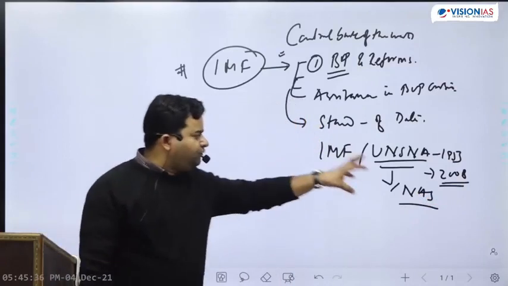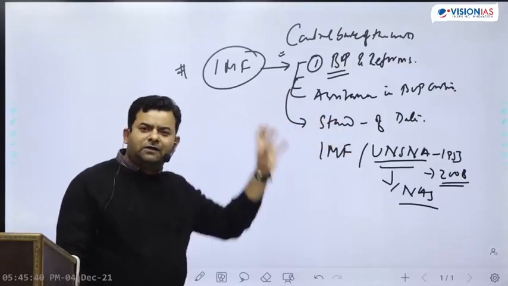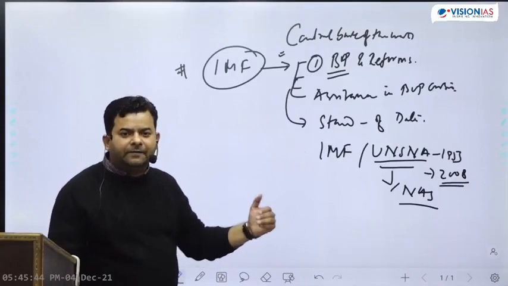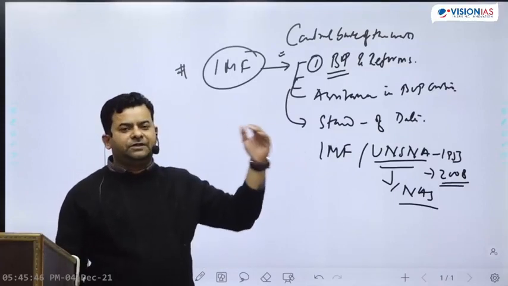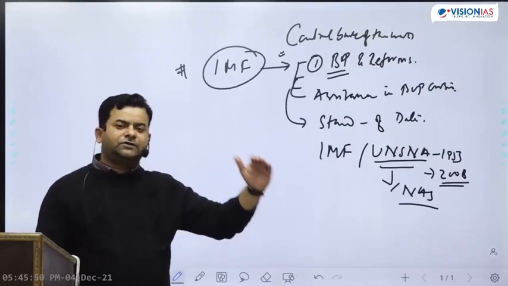So we have UNSNA, we have IMF. They standardize how the calculation is done, all the calculations, all the methodologies. So if you say National Account Statistics of India, the first point will be about GDP and its indicators, the second point will be about other data, the third will be inflation and so on.